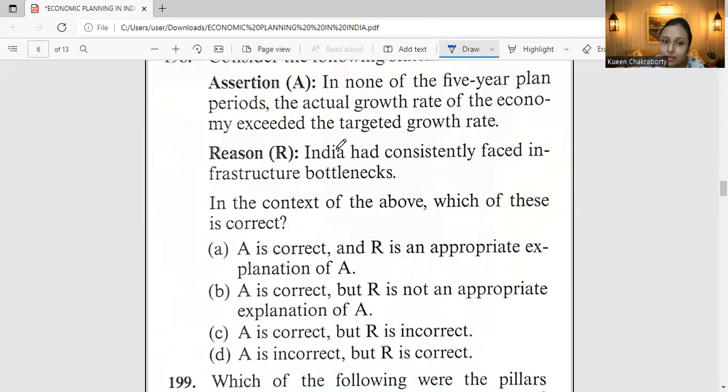From the time of independence, India has faced infrastructure deficit always. So even today, India needs more than 4.5 trillion of investment in infrastructure for the next decade. So accordingly, we can say A is incorrect, but R is the correct option. So we go by option number D, which is A is incorrect, but R is correct.